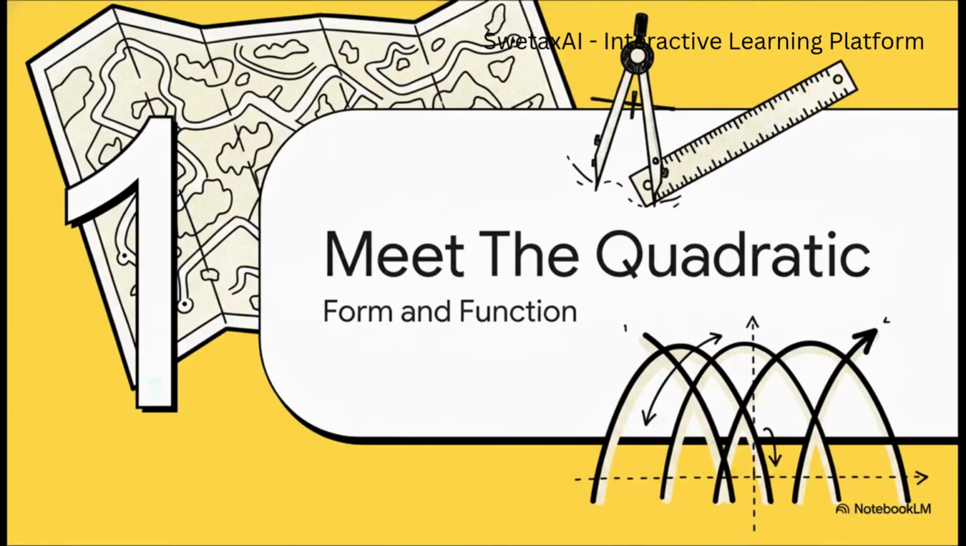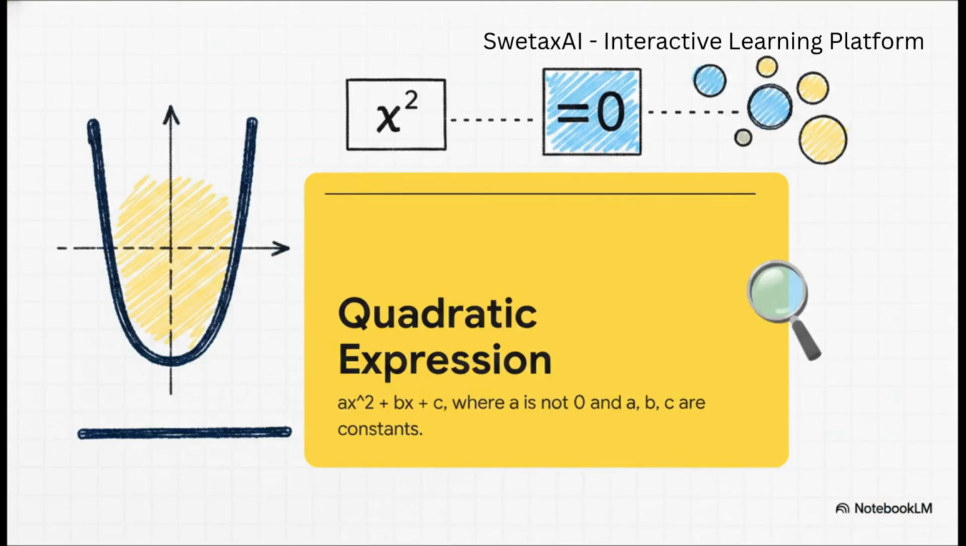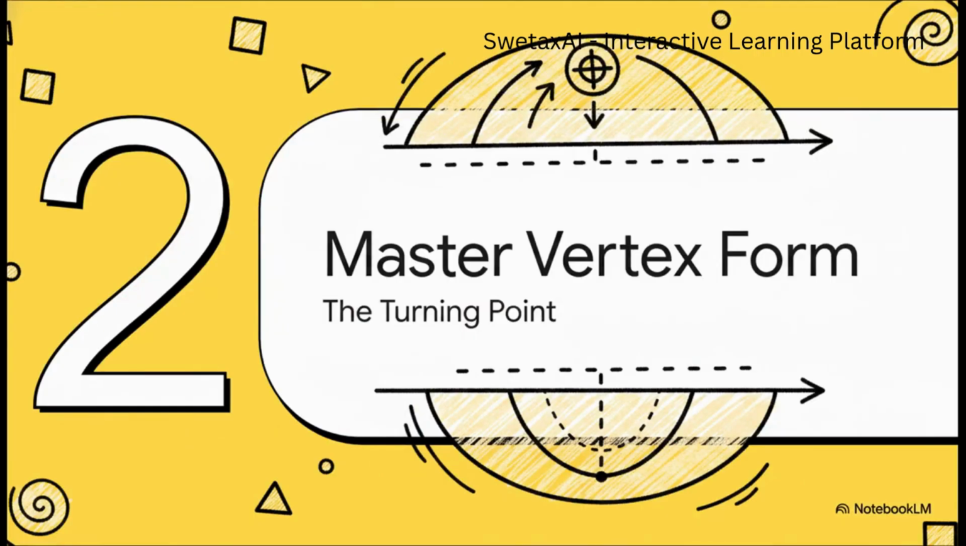Section 1. Meet the quadratic. Form and function. So what are we actually dealing with here? At its core, a quadratic expression takes the form ax squared plus bx plus c. Now, the absolutely golden rule here is that the constant a cannot be 0. If it is, well, the x squared term just vanishes, leaving us with a boring, straight, linear line. The x squared is the magic ingredient. It's what builds that swooping U shape, the parabola, that we see in expressions like x squared plus 5x plus 6.